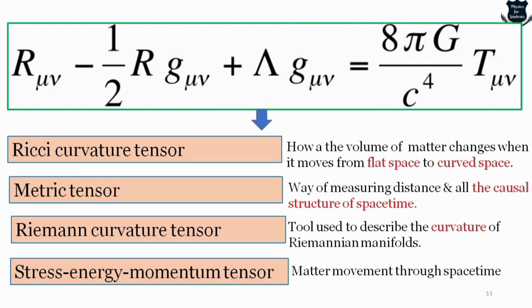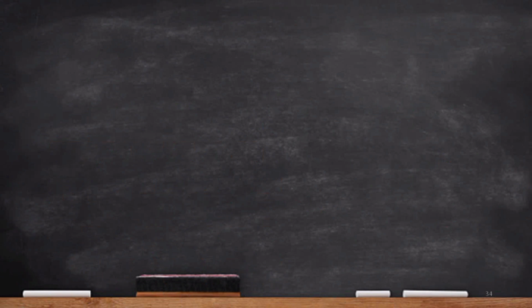So don't worry about what all those terms are. We will just quickly touch base on all those tensors so that you can understand. When the volume changes, the Ricci curvature tensor measures that. The metric tensor gives the overall causal structure of space-time. The Riemann curvature tensor is a little bit complex, so we can leave that for the time being. I will make a video on that separately. And stress-energy-momentum is the matter that moves through space and time.